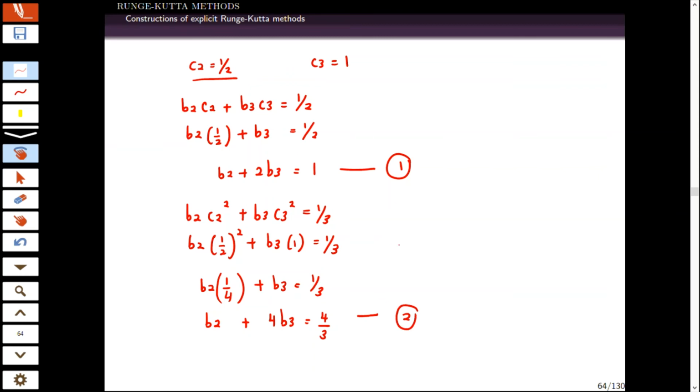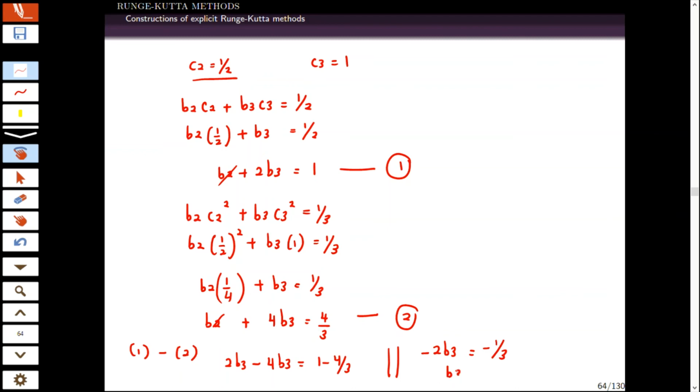Now equation 1 minus equation 2. What do we have? This and this cancel out. 2B3 minus 4B3 equals 1 minus 4/3. Okay, I'm just going to continue here. So this is negative 2B3 equals negative 1/3.